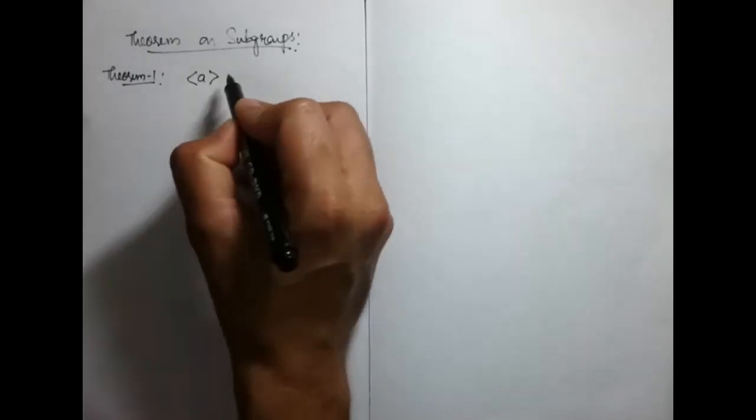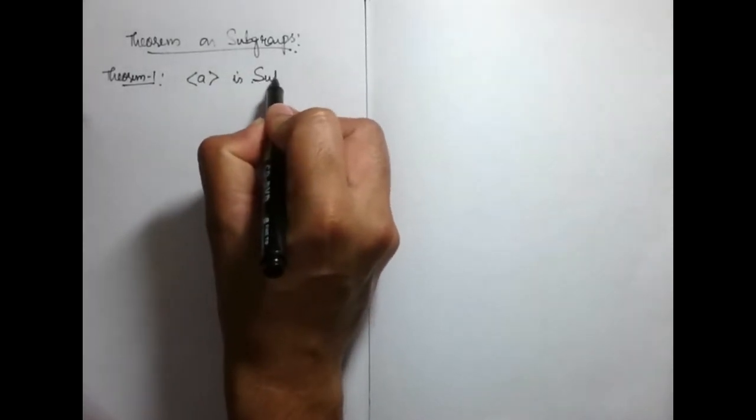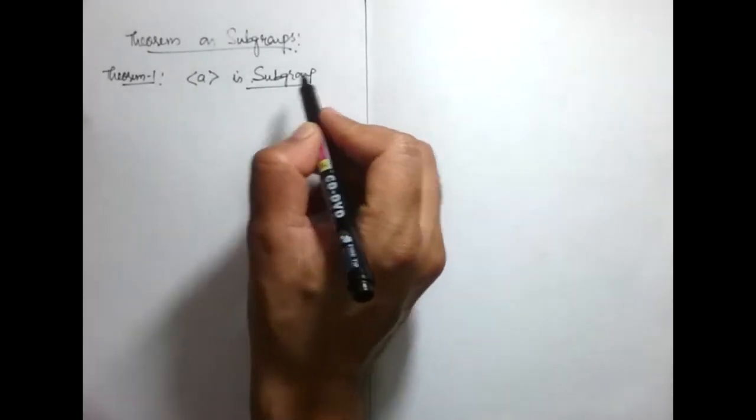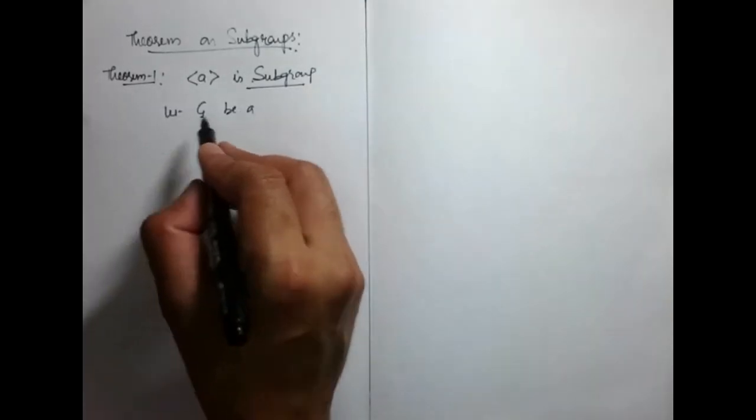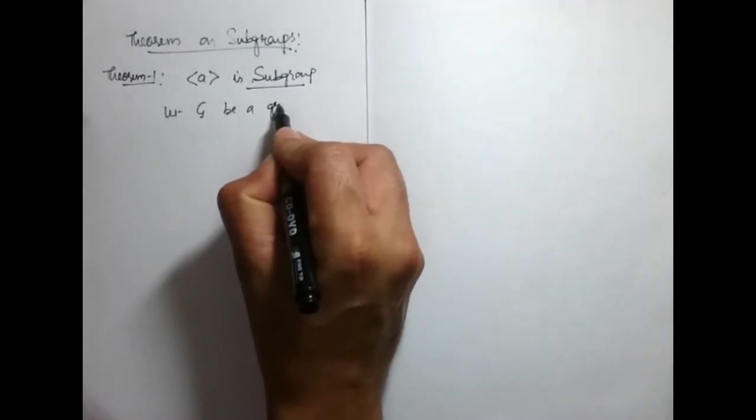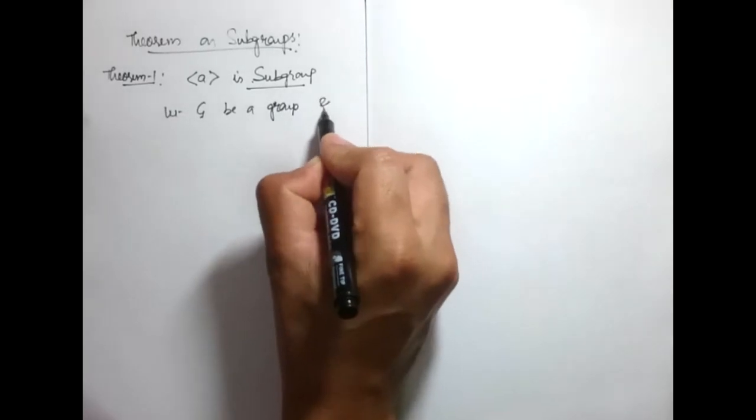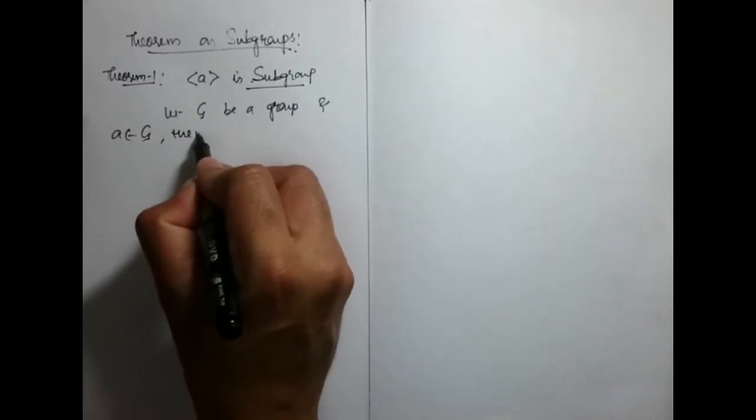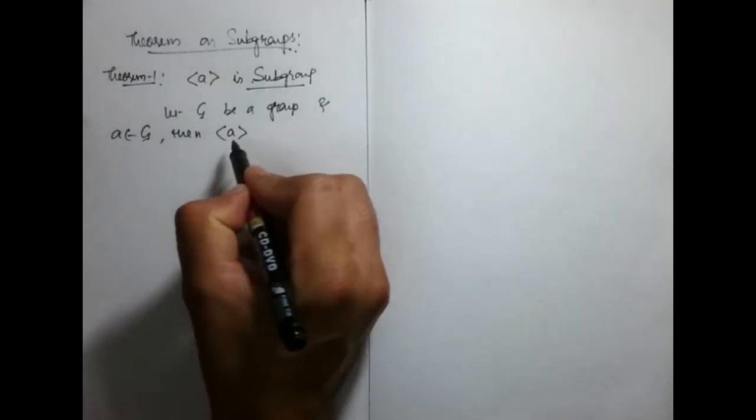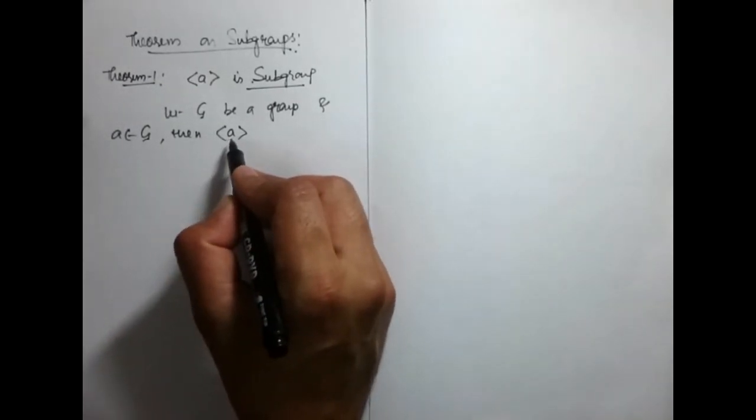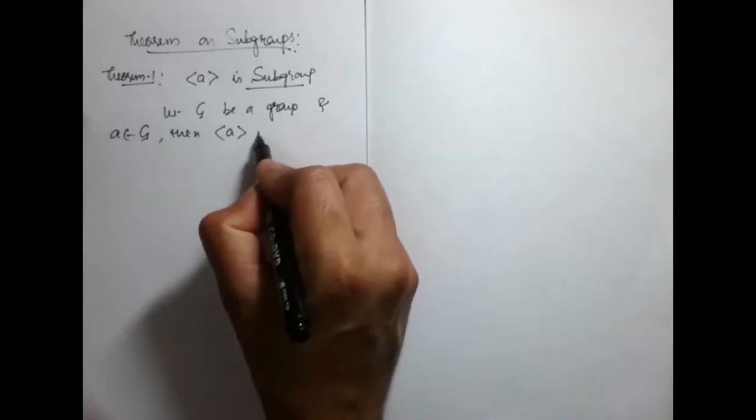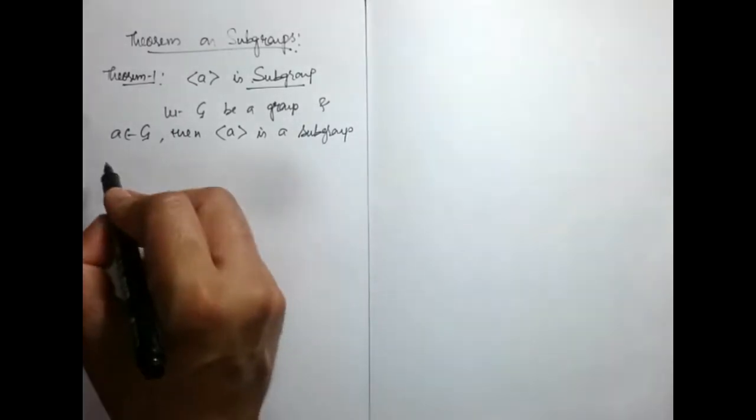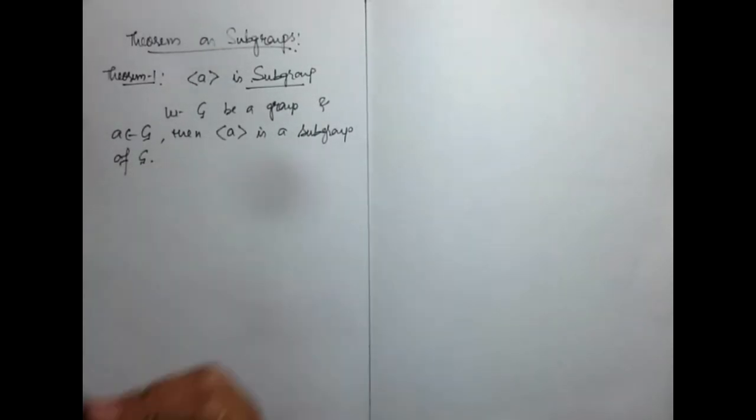Theorem 1: a set generated by a is a subgroup. Let G be a group and a belongs to G. Then this ⟨a⟩, the set generated by a, is a subgroup of G. Proof.